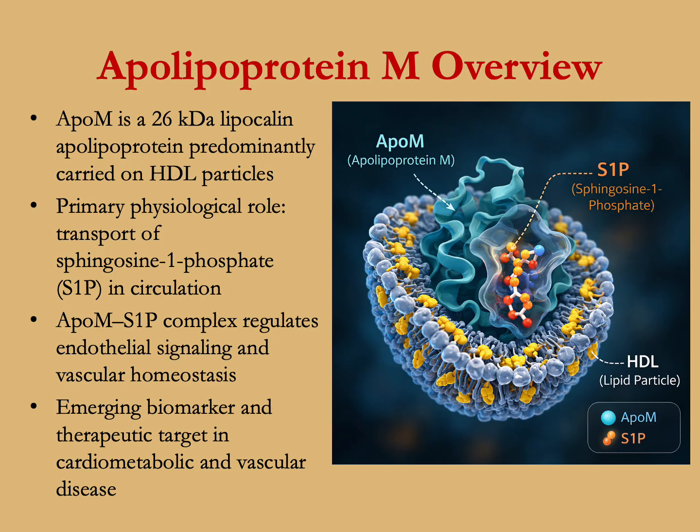What's the overview of apolipoprotein M, or ApoM? It's a 26 kilodalton lipocalin apolipoprotein predominantly carried on HDL particles. The primary physiological role: transport of sphingosine 1-phosphate in circulation. The ApoM sphingosine 1-phosphate complex regulates endothelial signaling and vascular homeostasis. It's an emerging biomarker and a therapeutic target in cardiometabolic and vascular disease.